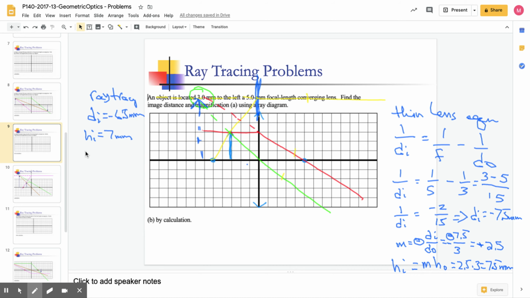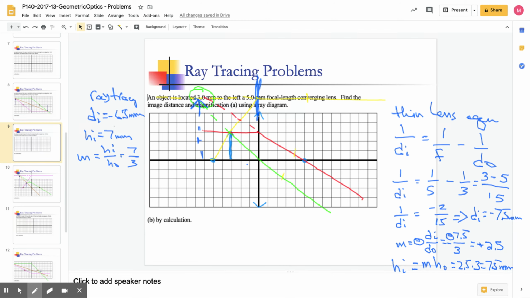My magnification would be, let's say I could just do hi over h0, and that's going to be 7 over 3. So it's very similar, right? It's not exactly right because I did this all by hand, but things are matching up. They look pretty close. So that's how you would do that example.